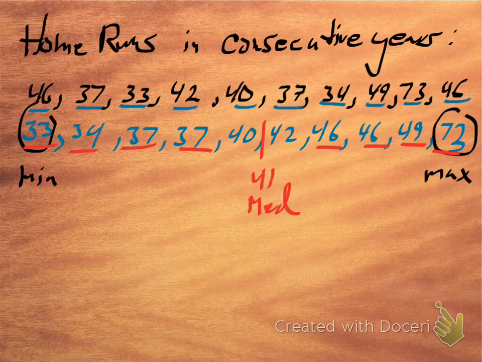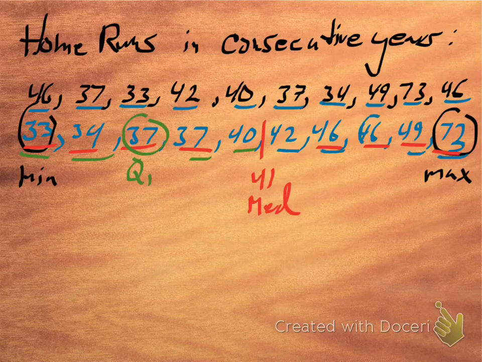Okay. And then finally, the quartiles. Let's see, 1, 2. So we're going to underline these in green. Top, bottom, top, bottom. We get 37. Okay, so that's going to be quartile 1. Okay, and then in blue, let's underline up here. 1, 2, 1, 2. We get 46, and that's quartile 2.